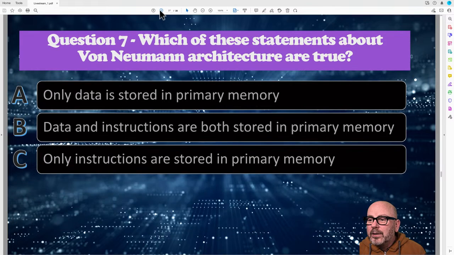What did I say I'd do? Half an hour. Question 7. Which of these statements about von Neumann architecture is true? What do we think?